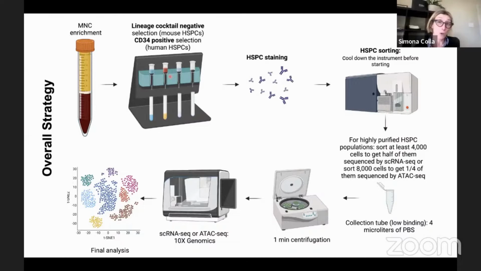How it works, the overall strategy is, first you start from blood and you just do a mononuclear cell enrichment. It's clear that if you want to sort a stem cell or a particular subset of cell in the blood, you cannot just go to the flow cytometer and stain the overall bone marrow mononuclear cells, because otherwise you finish the day after to sort the cells.